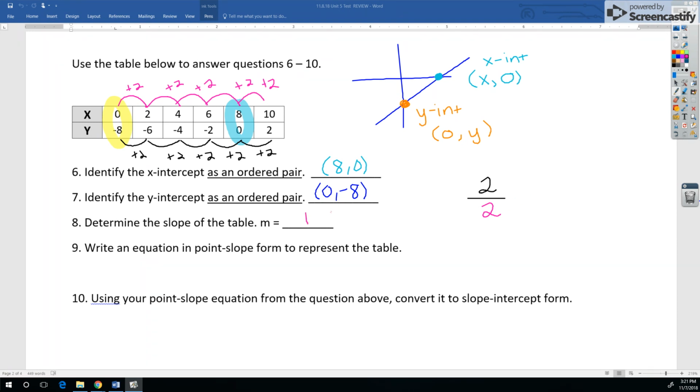So to write my equation, it says point slope form. I can pick any point that I want. I will pick 10 and 2. So 10 is my x value. Two is my y value. So x1, y1 would be 10, 2. Okay, I've got to finish in the next video.